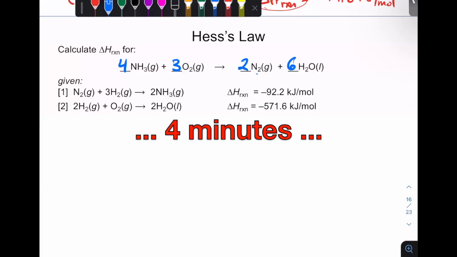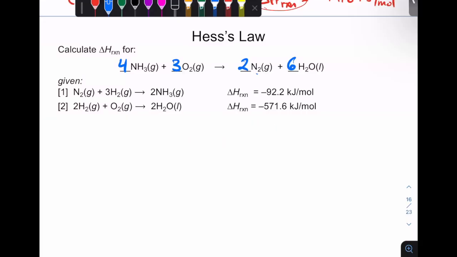530 kilojoules per mole is the right answer. Right, but let's see how we got there, okay? Let's take you through it all. So look at reaction 1. I'm looking at that and I see we've got nitrogen, hydrogen gas, and ammonia gas. We've got nitrogen gas that we want as a product and ammonia gas that we want as a reactant, and we need 2 moles of one and 4 moles of the other.